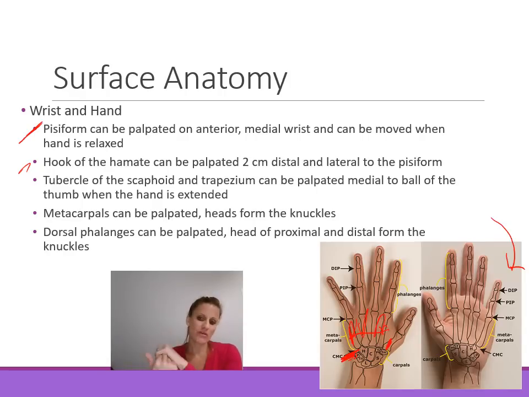Each finger has 3 phalanges except the thumb. So each of your fingers has proximal, middle, and distal. The thumb only has 2: the proximal phalanx and the distal phalanx, no middle phalanx on the thumb. Phalanx is singular, phalanges are plural. Again, the distal portion of the phalanx is also referred to as the head, and that forms knuckles. So your knuckles are the joints between the adjacent phalanges.